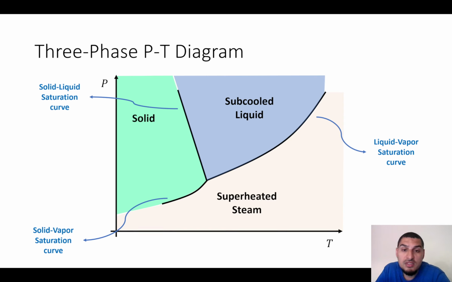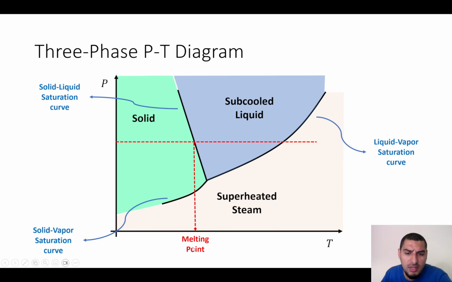So now let's take this line here. This line that we have here is a constant pressure line. So on this constant pressure line, if we have a solid and we heat it, we will reach a point where we have melting, and then if we keep heating, we will have boiling. So this temperature is called the melting point. This is called the boiling point.